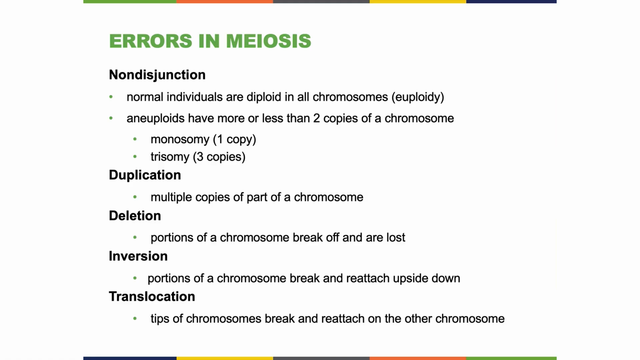You can also have duplications occur, where a section of the chromosome is duplicated. So now for whatever genes are in that region, you've got multiple copies of them. You can have deletions, where part of the chromosome is lost. It breaks off or it's damaged and lost. You can have inversions, where a sequence of alleles will break and flip upside down and reattach in the wrong order. And then you can have translocations that occur, where the tip of one breaks off and attaches to the tip of another chromosome.